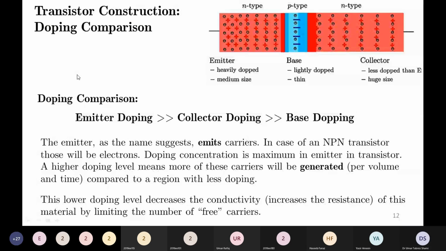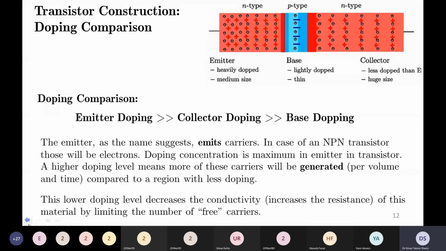Let us look at this comparison of doping. The doping comparison is that emitter has the maximum doping, collector has the moderate doping, and the base has the least doping. The emitter, as the name suggests, emits carriers. It emits majority carriers. In case of an NPN transistor, those carriers will be electrons. Doping concentration is maximum in the emitter in a transistor.